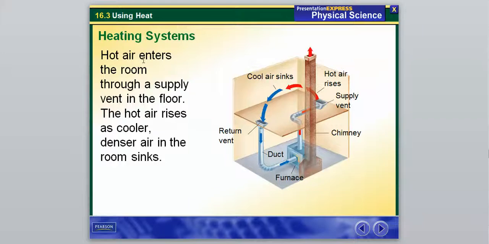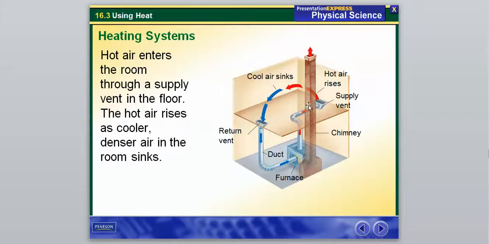So hot air enters the room through a supply vent in the floor. Here's our supply vent, and here's our hot air. It enters the room and it rises because hot air rises. And now the cooler air, as it becomes more dense, is going to sink. So cooler air sinks down into the return vent, travels through the duct into the furnace, and then whoop, now we start the process all over again.